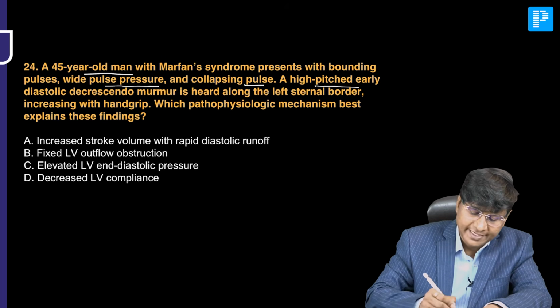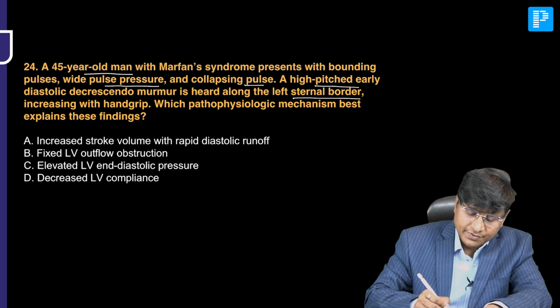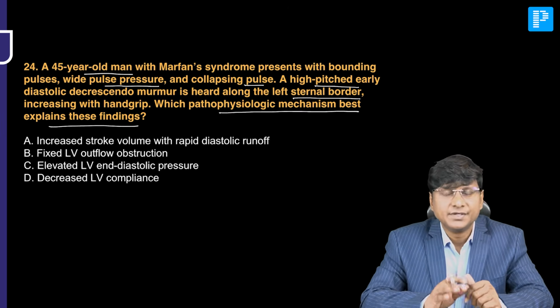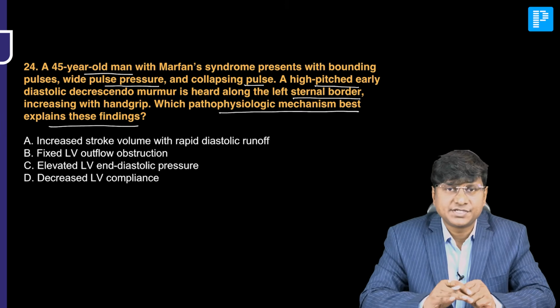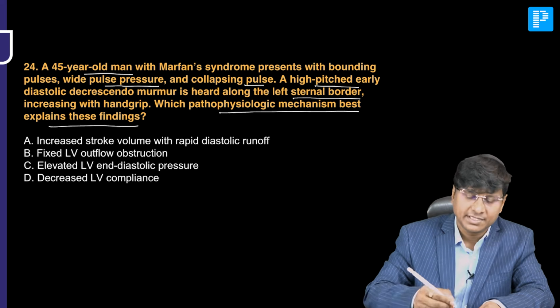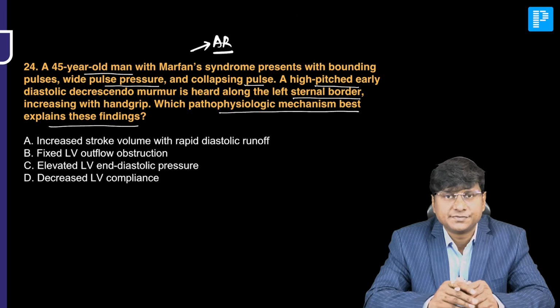A high-pitched early diastolic decrescendo murmur is heard along the left sternal border, increasing with the hand grip. Which pathophysiology mechanism best explains this finding? So what is this clinical scenario suggestive of? The patient with Marfan syndrome having the early diastolic murmur, and that too on the left sternal edge. So this is suggestive of the aortic regurgitation, right?